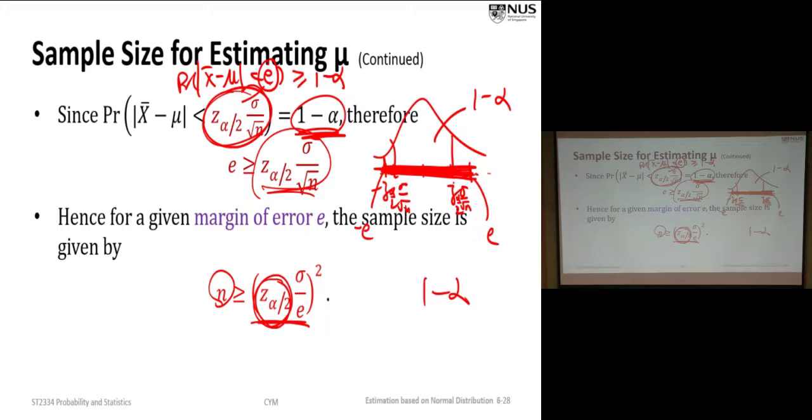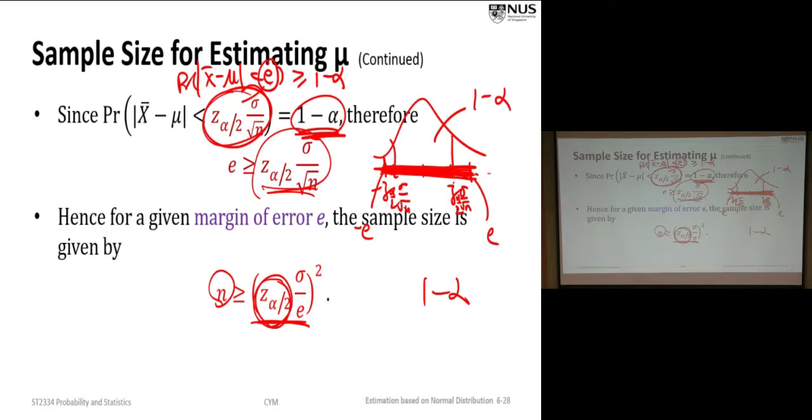So my point is, you are given a formula for how to compute the sample size. I need to specify a few things. I need to specify the confidence level, that is 1 minus alpha. I also need to specify the margin of error, the E. After that, I obtain a formula.